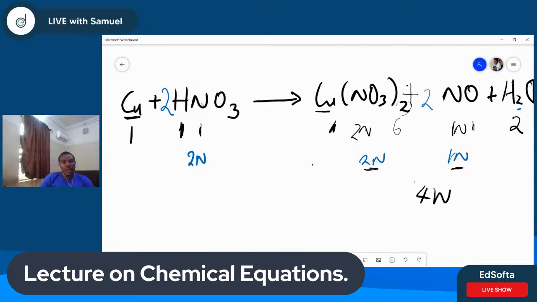So what can we do? We can equally change our 2 here to 4. Now, on changing our 2 here to 4, we have 4N here. But look at our H. Our H is 4H, and here it is still 2H. So what do we do? We can change this to an extra 2.